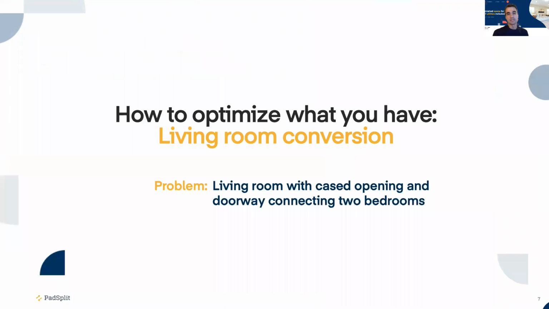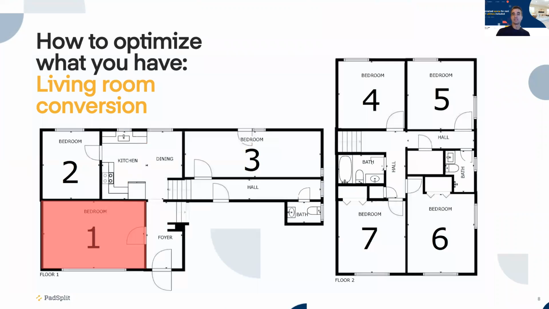First up is a 1960s split level in an Atlanta suburb. The problem that the host had to solve was that the living room of this property had cased openings to both a foyer and to an adjoining dining room slated to become a bedroom. In this property, room 1, the room in question, is highlighted on the left. This was a pretty simple solution.